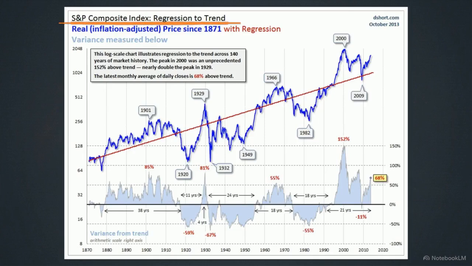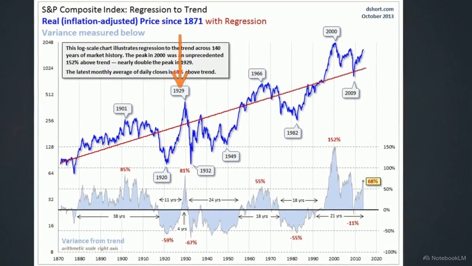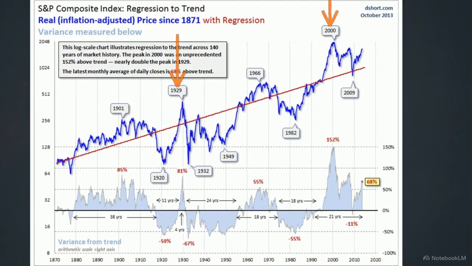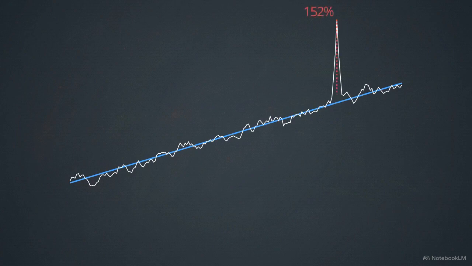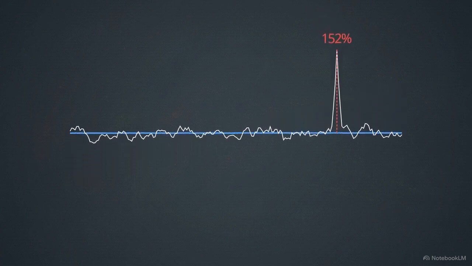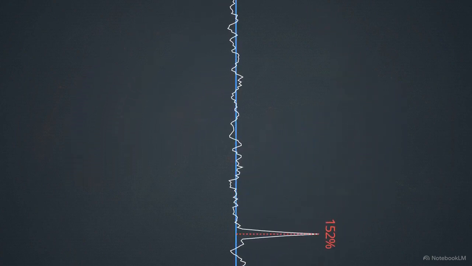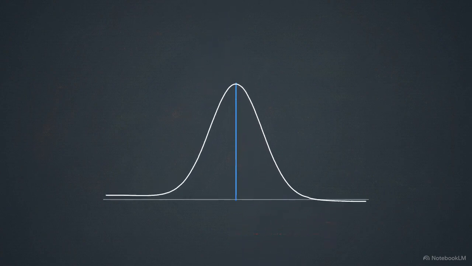This chart shows 140 years of S&P index data, proving how regression holds up across eras. The red line marks the historical equilibrium. The blue line shows price deviating, like the 1929 peak at 81% above trend, or the 2000 bubble at 152%. Analysts extract historical variance by calculating the exact distance between these extreme peaks and that central regression line. Tracking this specific distance yields a probabilistic map.